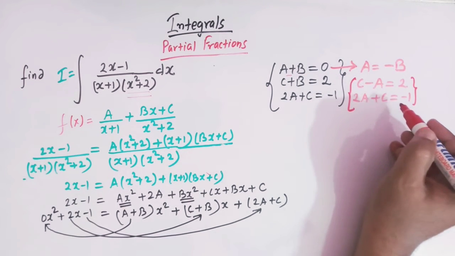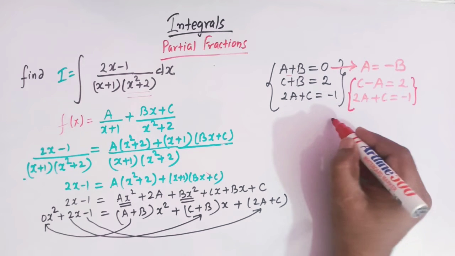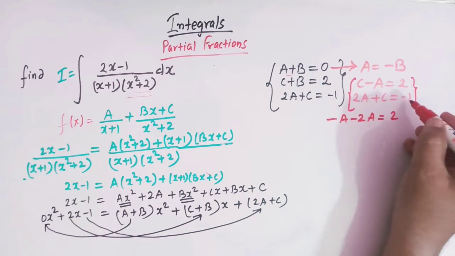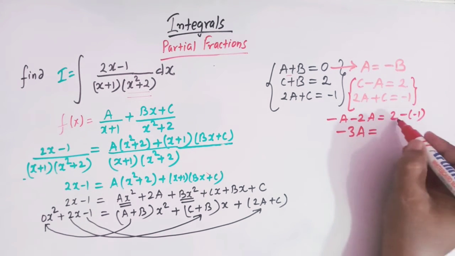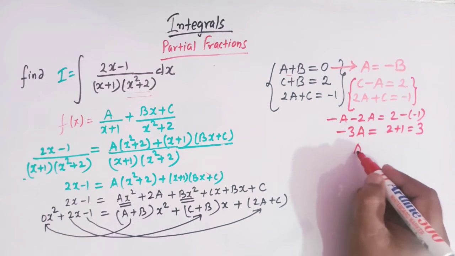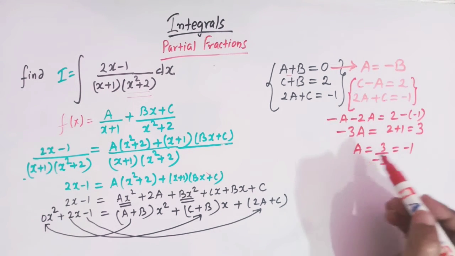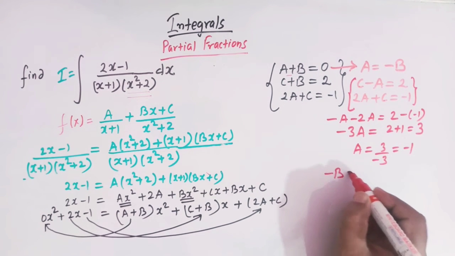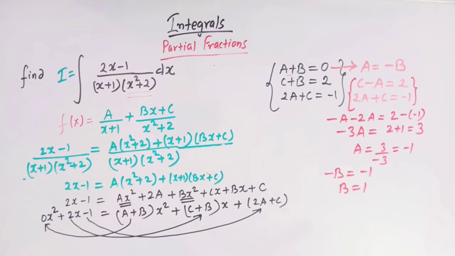So if we subtract these two equations, then c and c get cancelled and we are left with minus a minus 2a, and here we have 2 minus minus 1, so this is minus 3a, and here we have 2 plus 1, that is 3. So the value of a is 3 over minus 3, that is minus 1. And if we take this value of a in this equation, then minus b is equal to minus 1, so b is equal to 1, right?